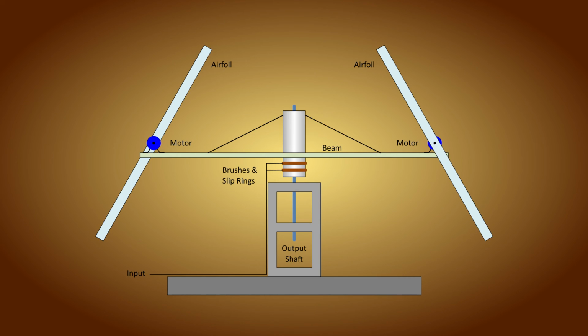Fifth, if more torque is applied to the beam, the RPM of the output shaft will increase until the drag on the beam is equal to the torque applied to the beam. Do you agree with that?